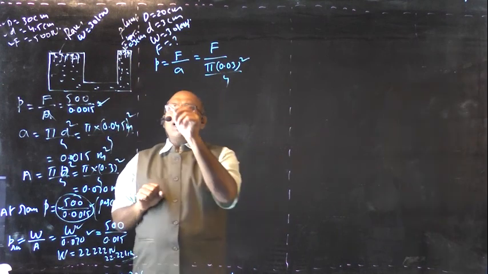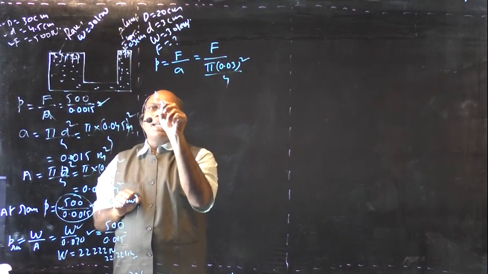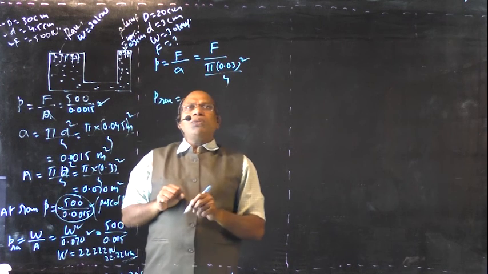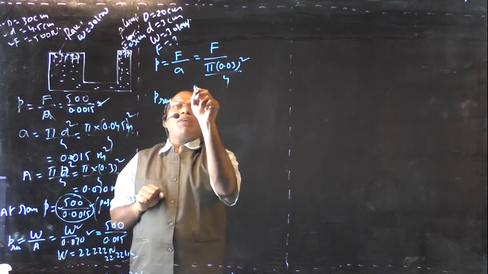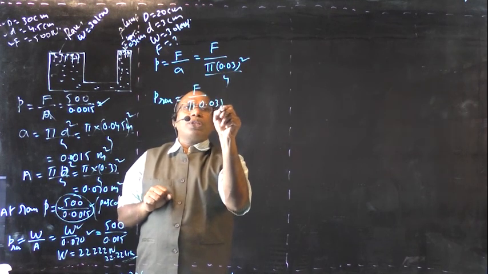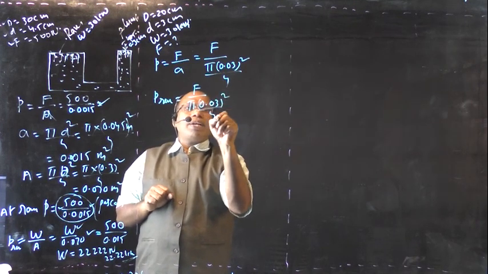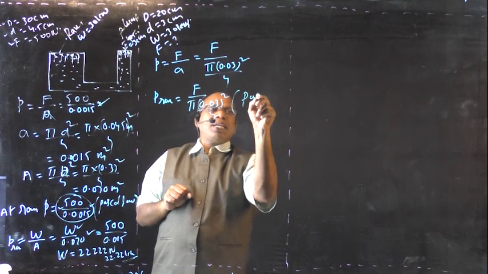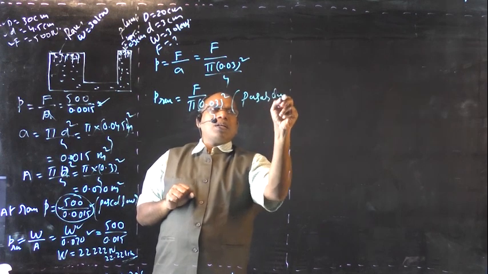Based on Pascal's law, the pressure intensity at the ram is equal to the same pressure intensity, that is equal to F divided by pi into 0.03 square divided by 4, based on Pascal's law.